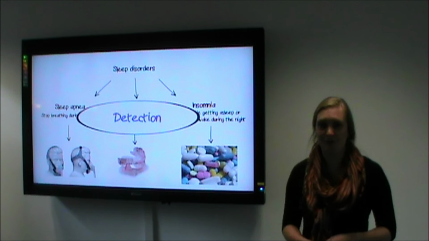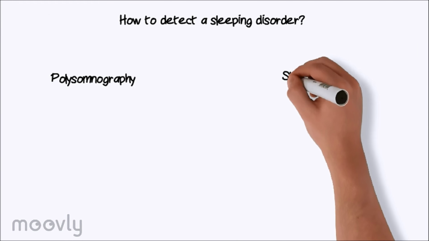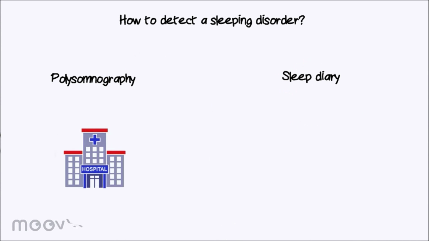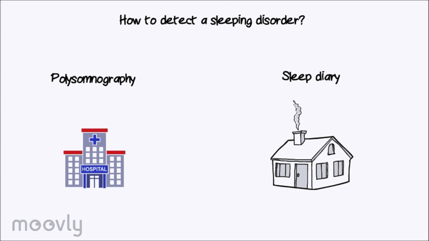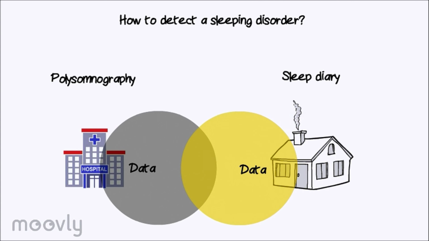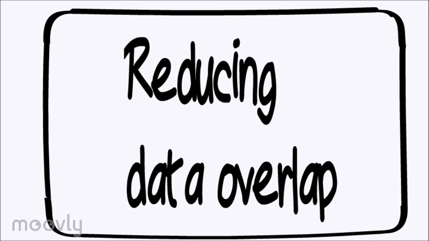But first, we have to detect the disorders. How can we detect a sleeping disorder? The most common practice is polysomnography and a sleep diary. Polysomnography is done in a hospital and the sleep diary is done at home by the patient. Both produce a lot of data and this data has an overlap. What we want to do is reduce the data overlap.